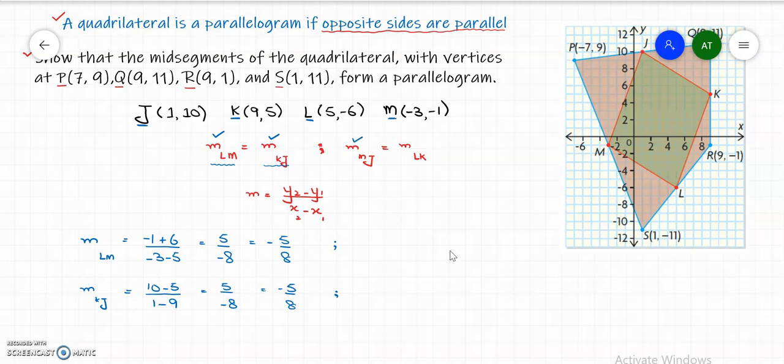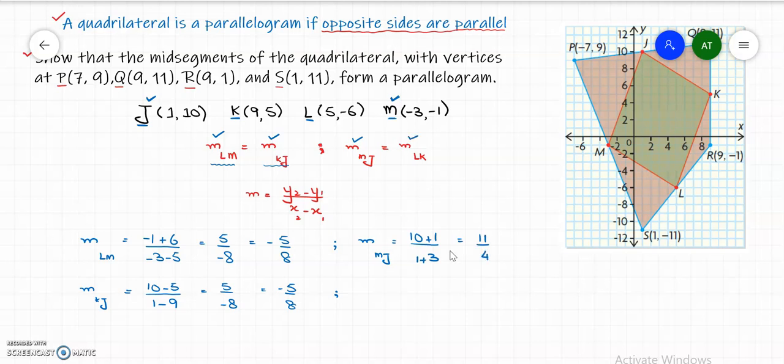Slope of the side MJ. M and J. So we have to name M as x1, y1 and J as x2, y2, and let's substitute into the formula. So we have y2 minus y1, that would be 10 plus 1 over x2 minus x1, that would be 1 plus 3. So that is equal to 11 by 4.